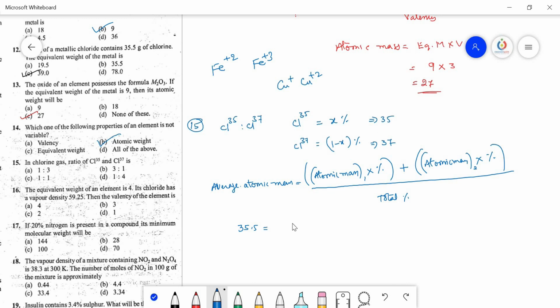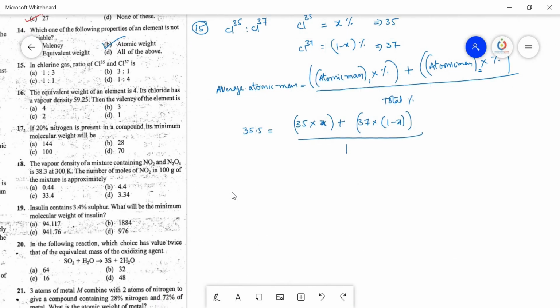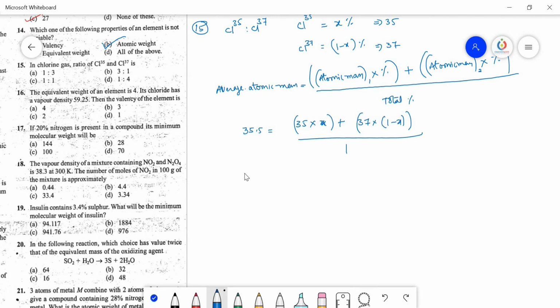Atomic mass of chlorine-35 is 35, into its percentage X, plus atomic mass of chlorine-37 is 37, into its percentage 1 minus X, divided by total percentage, 1 minus X plus X, which means only 1. Okay, now let us see here. If you solve all this, we will get 35.5 equals 35x plus 37 minus 37x.